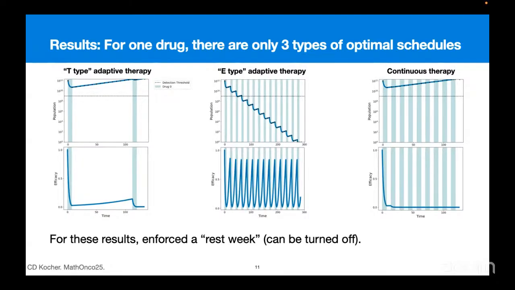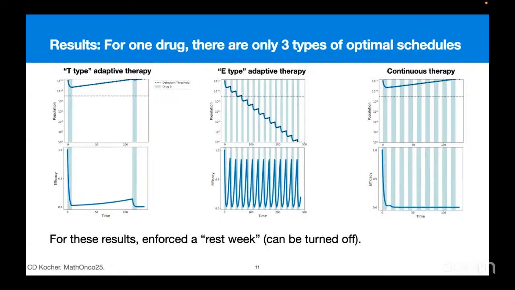For one drug, if you run this and you try to optimize over various different parameters, various different ways to do this, you basically find that there are only 3 types of optimal schedules. 2 of them are adaptive therapies, and 1 is just continuous therapy. For these results, I enforced a rest week in between treatments. That's why you have these striped patterns. But continuous therapy is you just hit with drug every time you're able to.